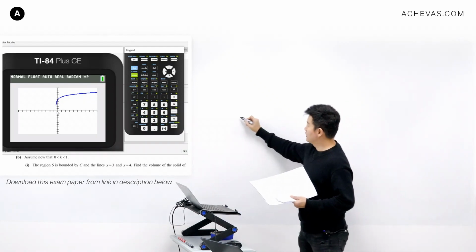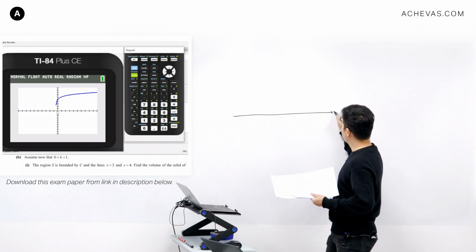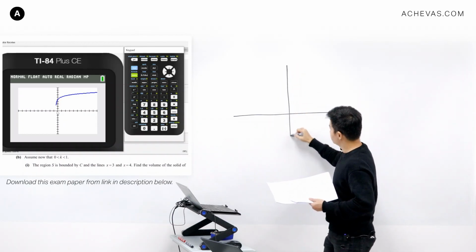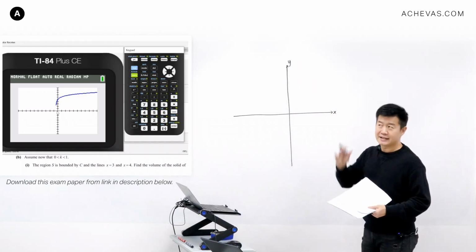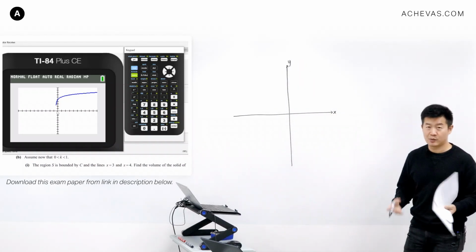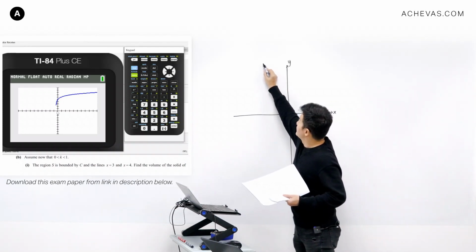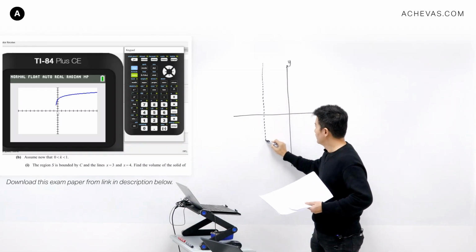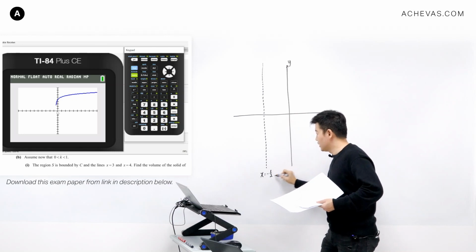So let me sketch in the x-axis, which is this, the x-axis. Let me sketch in my y-axis. So this will be the y-axis. It has a vertical asymptote, and that is like what we have discussed, x is equal to minus 1 over 2. So let's say it is here. Here, x is equal to minus 1 over 2.